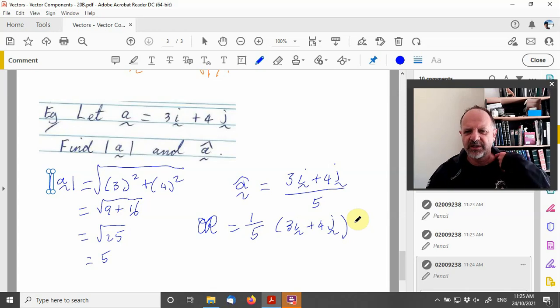So ij components. The i is in the x direction, the j is in the y direction, and then we've got unit vectors. A unit vector pointing in that direction, you take that direction vector and divide it by its magnitude, and there it goes.